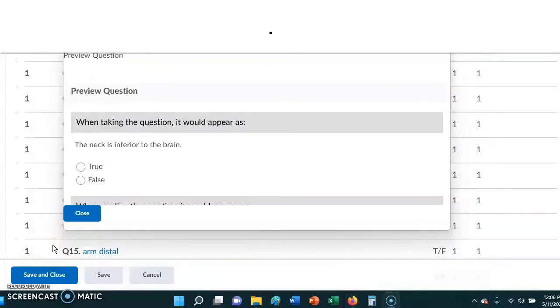Next question. The neck is inferior to the brain. Stop for 5 seconds. Hopefully you got your answer. Okay, so then the neck is inferior to the brain, obviously, right? The neck is below the brain. So let's take a look at the figure.